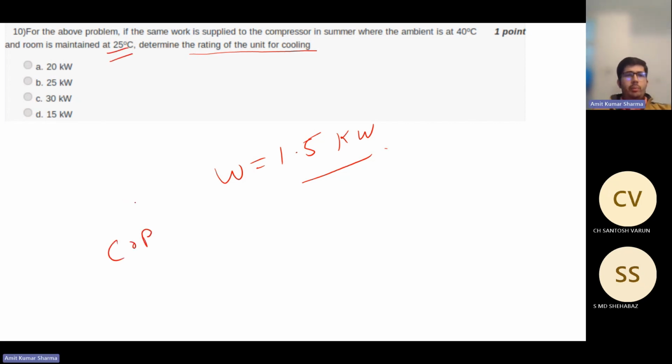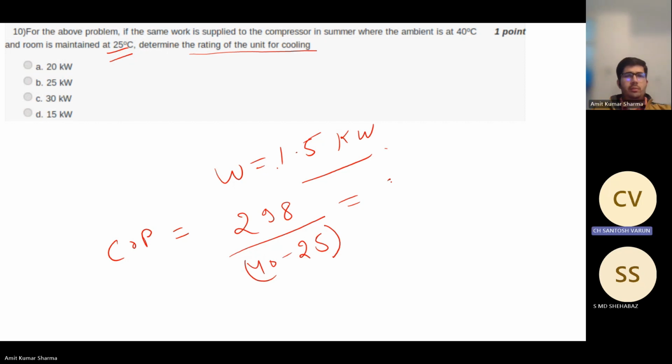So you have to recalculate the COP because the temperatures have been changed. The COP will be desired effect at 25, so convert it to Kelvin. It's 298 upon 40 minus 25, the difference of temperature. You should always write in Kelvin, but the temperature difference remains the same in Kelvin and degree, so that's why I'm just writing in degree centigrade. So COP is coming about 19.86.